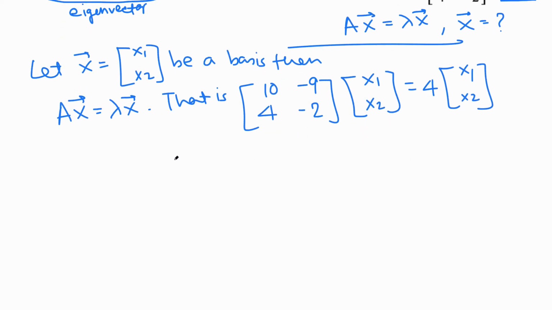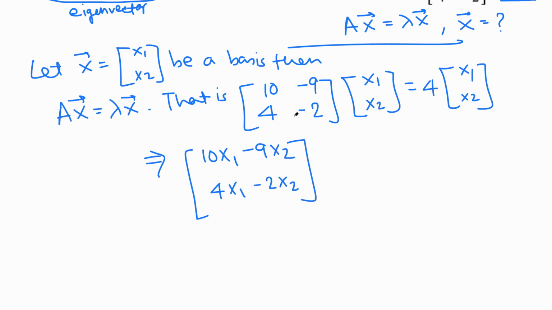So we need to multiply. We multiply row by column, row by column. So this one is 10x1 minus 9x2 in the first, and here 4x1 minus 2x2. Okay, when we multiply, we get this vector is equal to multiplying by 4, that will be 4x1, 4x2.